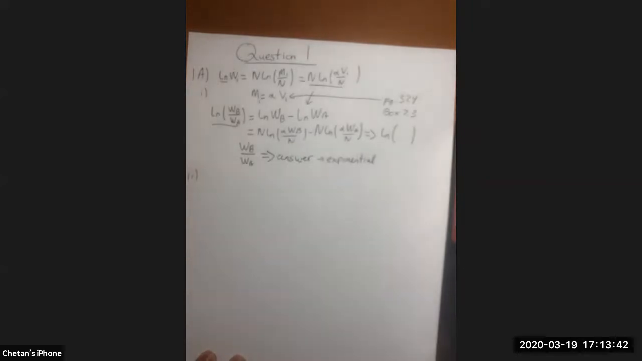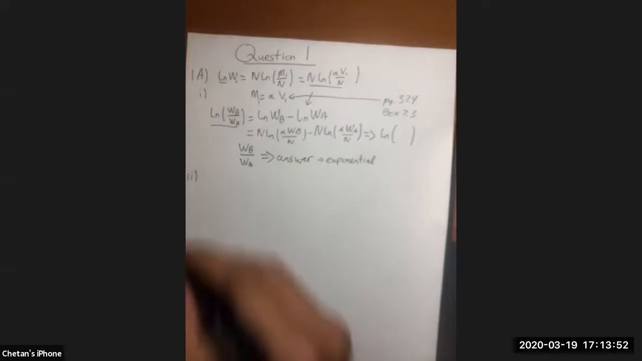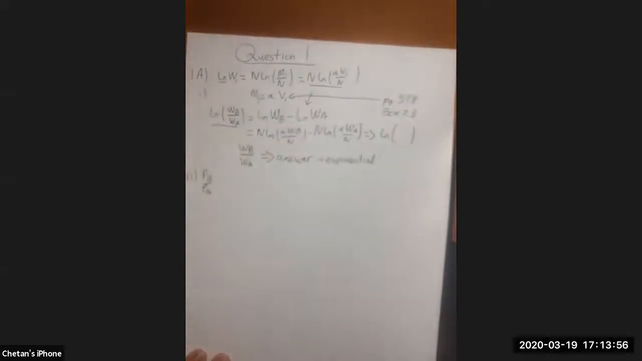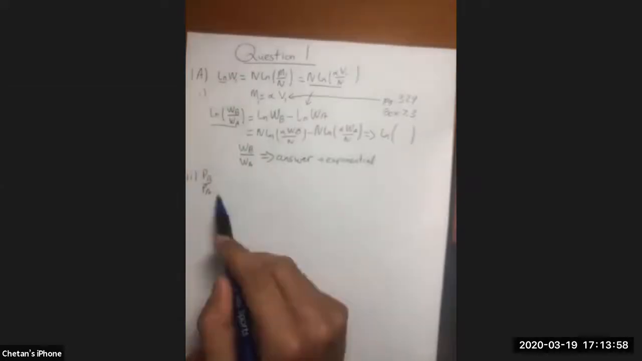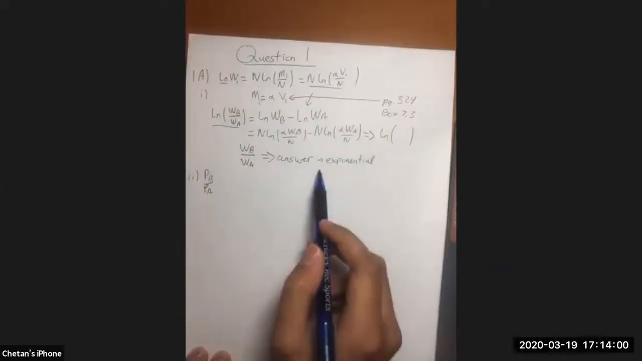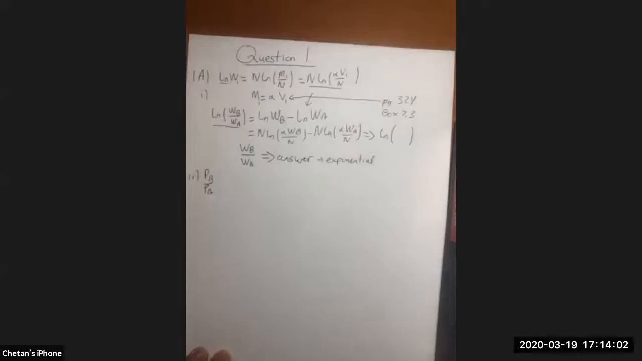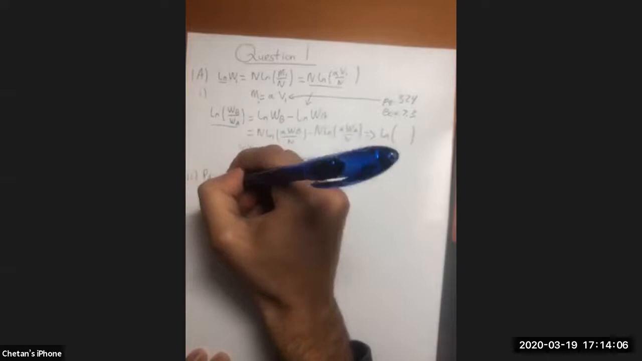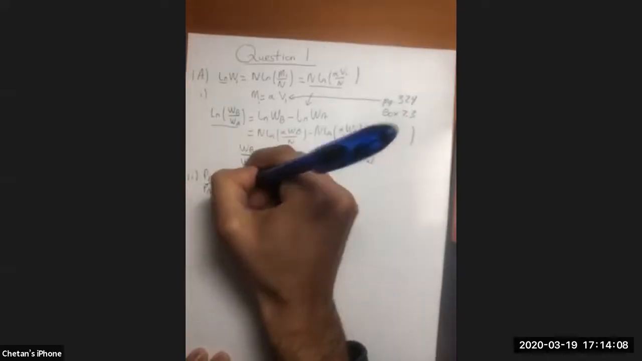And in part two, it's asking you which of the following equations correctly describes the ratio of the probabilities of finding state B, probability B, versus state A, probability of A, written as probability B over probability of A. So this is going to be using the answer that you derived in the previous problem. And I'll tell you that you can think of this ratio of probabilities as equal to the ratio of the multiplicities.